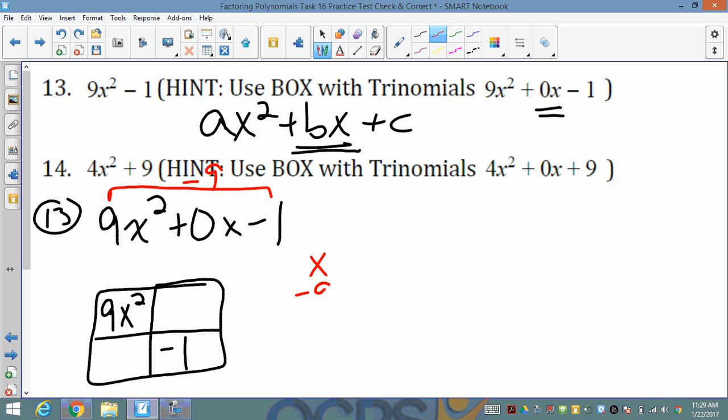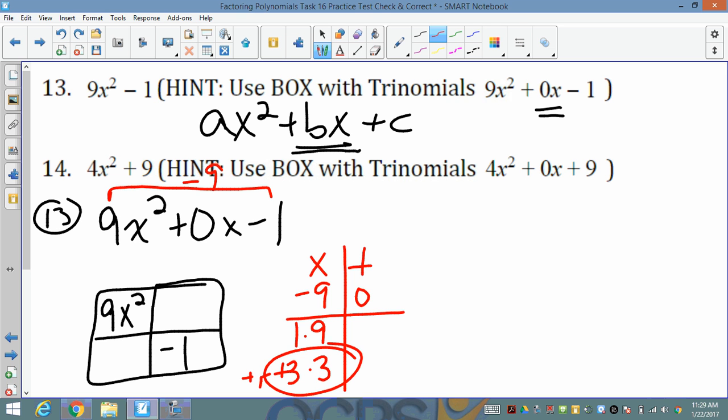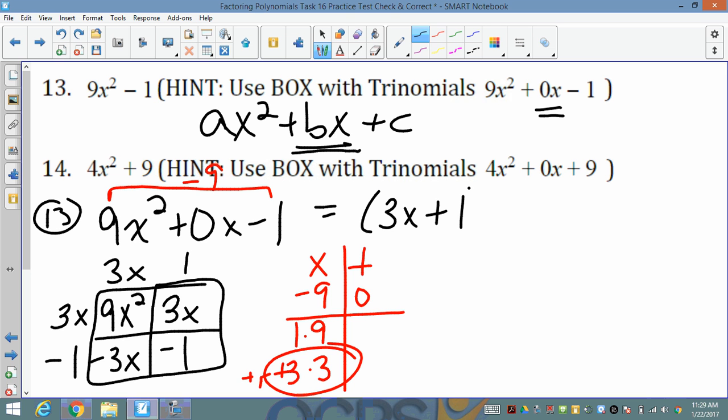I want to multiply to -9 and add to 0. Since I'm multiplying to a negative, my signs will be different. And I'm going to use 3 and -3 because that adds to 0. So 3x, -3x, pulling out my GCF of each row and each column. I get 3x plus 1, 3x minus 1.